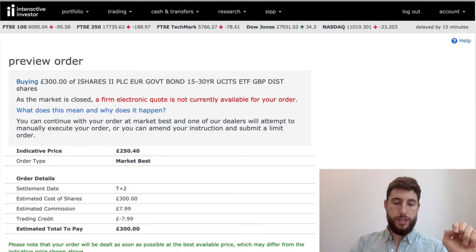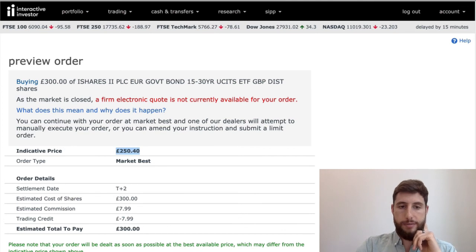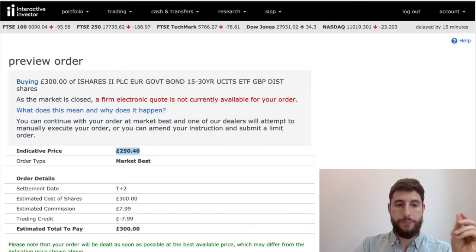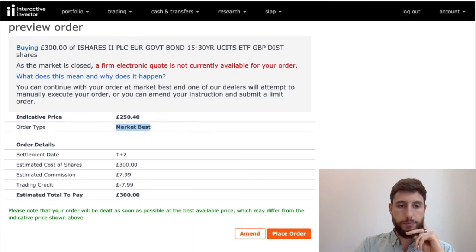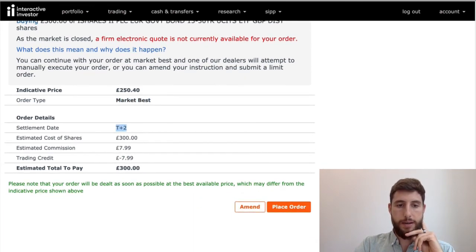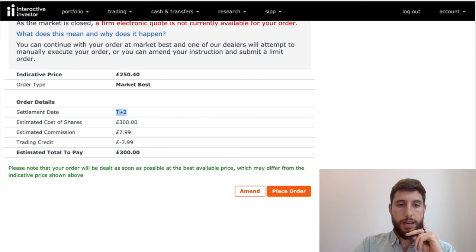Okay, and then what's it saying? It's saying the indicative price is 250.40, so that's its current price, or it was when it closed. Order type is saying market best, so it will get you the best price it can when the market opens. Okay, don't worry about settlement date. Estimated cost of shares, £300. So it's saying you said buy £300 worth of shares, whatever you can get for that.